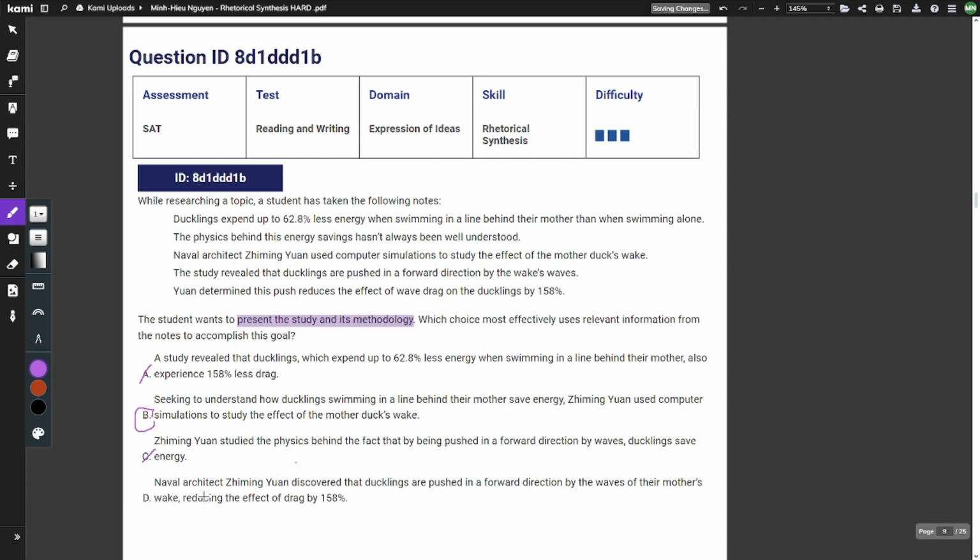And D. Naval architect Jiming Yuan discovered that ducklings are pushed in a forward direction by the waves of their mother's wake, reducing the effect of drag by 158%. Once again, he found something out. This is like the exact same thing with A, alright? What is the study about and how did he find this out? So it's not going to be D. Our answer is B because it talks about the study, which is to understand all of this, and its methodology, which was using computer simulations.